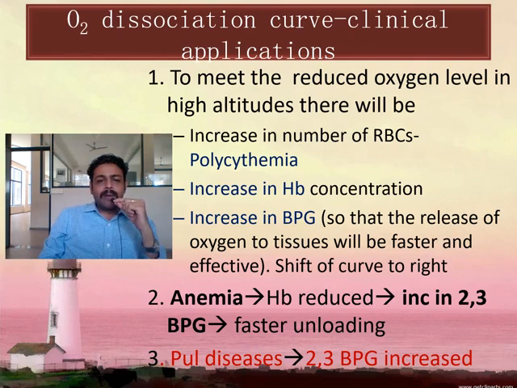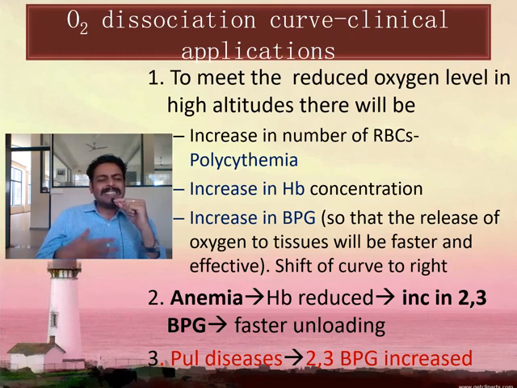Number two, what happens in anemia? I think most of you girls are having anemia. Your hemoglobin is less, so 2,3-BPG increases to prevent hypoxia. Why is there no hypoxia in most of us? Hypoxia is when delivery of oxygen to the tissues is reduced. Many of us are anemic, but we are not having hypoxia, because there is a compensatory increase in 2,3-BPG.